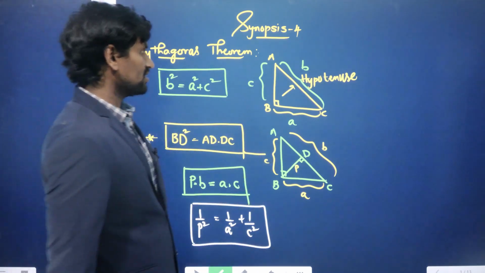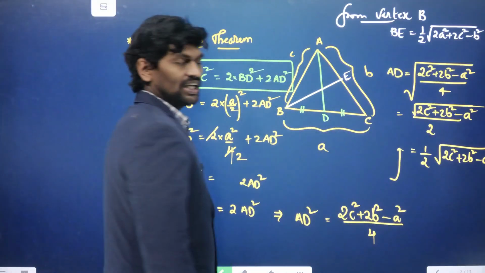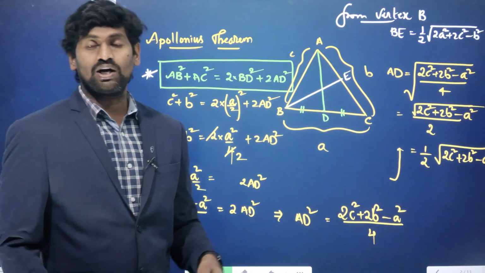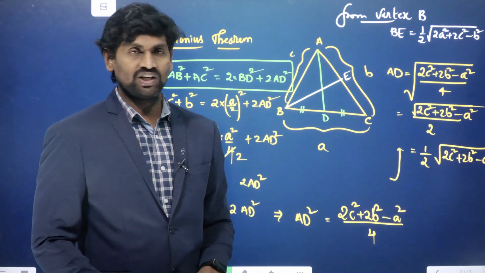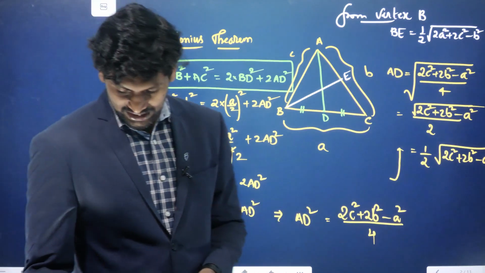These are four conditions. Here Apollonius theorem is nothing but the length of the median formula, that is equal to half root over 2b² + 2c² − a². Let us go to the next concept.